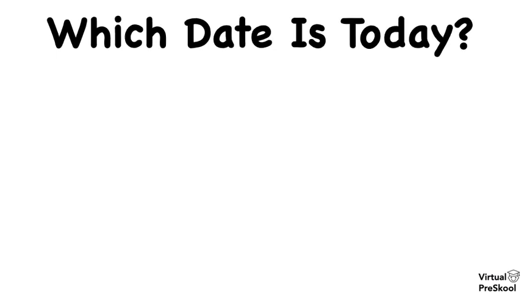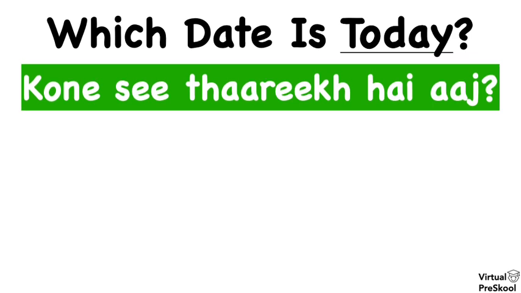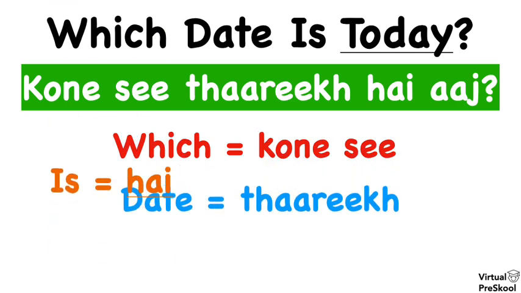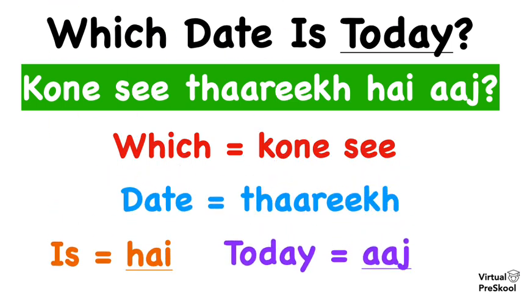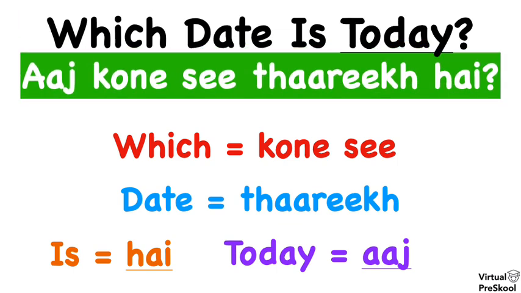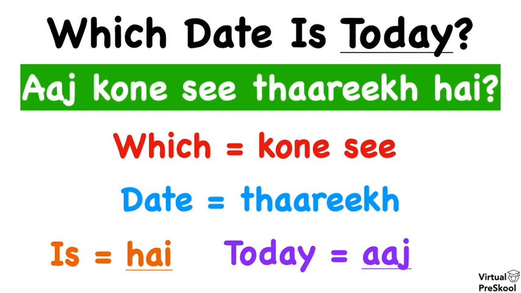So now let's change it again, to which date is today? So all we're doing is adding the word today. And the way to say that is आज कौन सी तारीख है or कौन सी तारीख है आज. Okay? So break down the words. Which is कौन सी, date is तारीख, is is है, today is आज. All right? So here's the other way. आज कौन सी तारीख है? So in the previous one we had कौन सी तारीख है आज, and now we have आज कौन सी तारीख है.